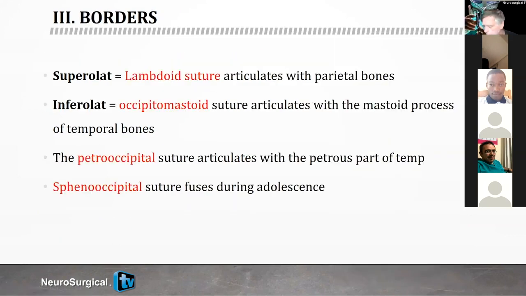We also have 4 borders. We have 2 superolateral borders, which form the lambdoid suture and articulate with the parietal bones. We have inferolateral borders, which form the occipitomastoid sutures, which articulate with the mastoid process of the temporal bones. And we have the petro-occipital sutures, which articulate with the petrous part of the temporal bone. We also have the spheno-occipital suture, which fuses during adolescence, when one reaches 22 to 25 years old.